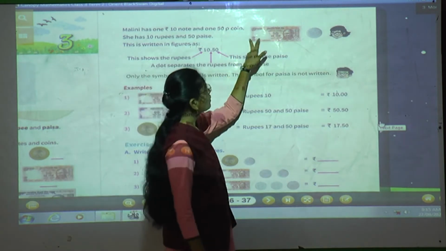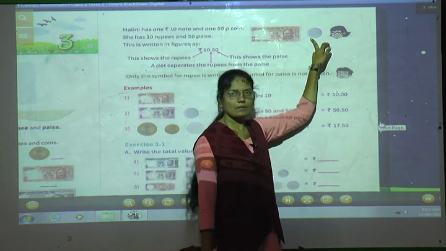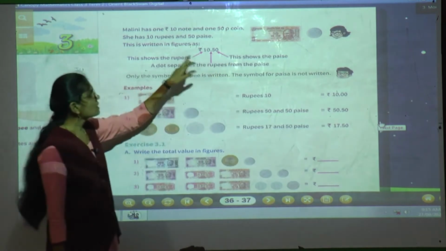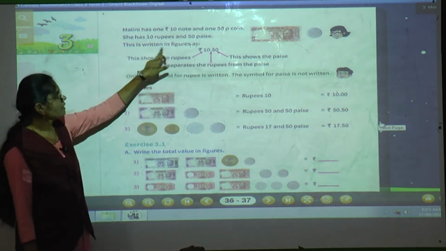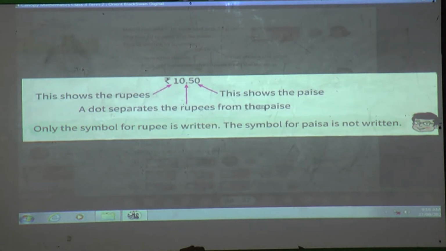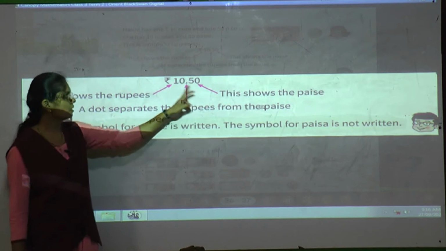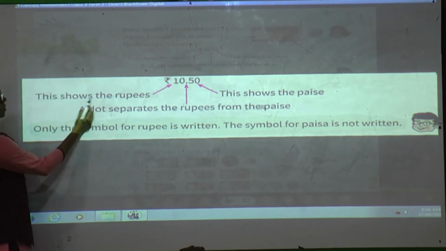Here you can see one note. She is having one note of 10 rupees and she is having one coin also of 50 paise. So she is having 10 rupees and 50 paise. This is written in figures as, how will you write this? Yes, see here, look at the board. Here rupees 10.50.